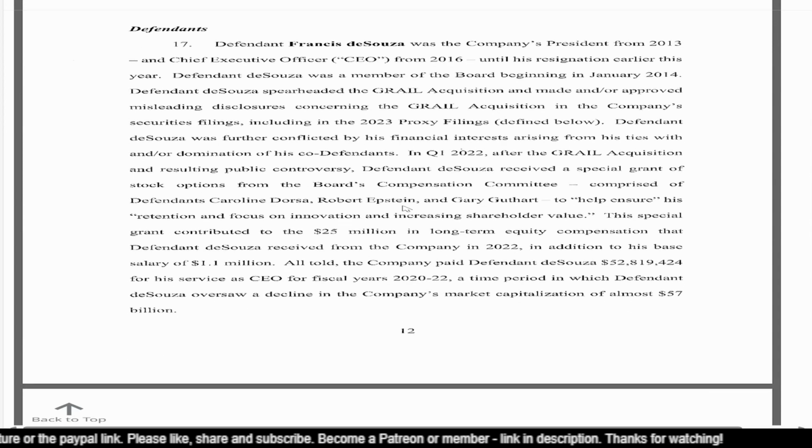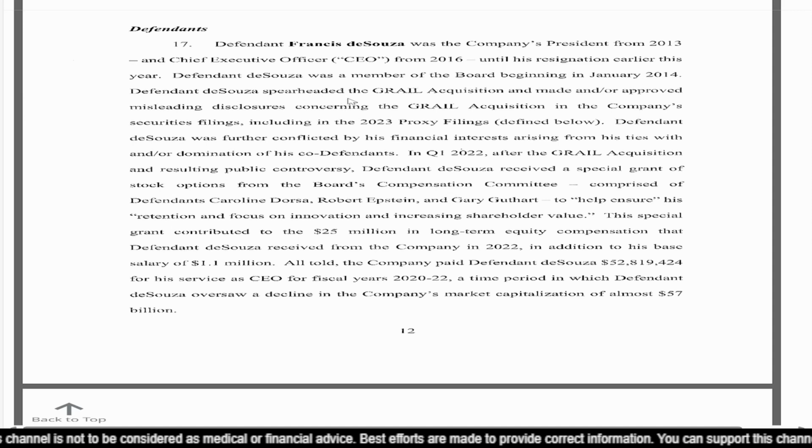And now we come to the defendants, where it specifically talks about Francis D'Souza, who was the company's president from 2013 and chief executive officer from 2016 until his resignation earlier this year. Defendant D'Souza was a member of the board beginning January 2014.